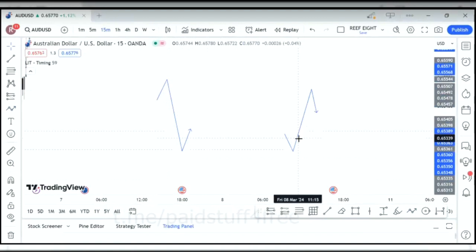You can choose the 5 minute. When you choose the 5 minute as your higher time frame, its internal time frame will be the 1 minute. If you choose 15, the internal time frame will be 5. The internal time frame for H1 will be 15, for H4 it will be H1, and for the daily it will be H4. So it depends on what you choose as your higher time frame.